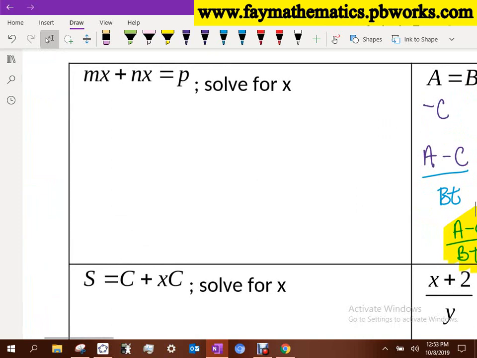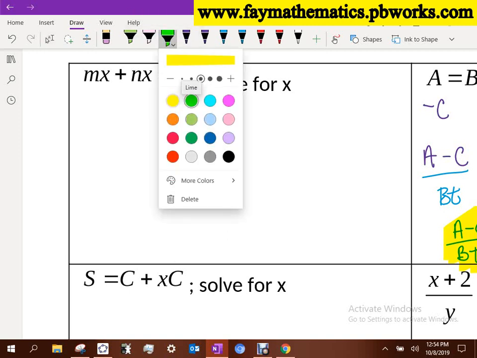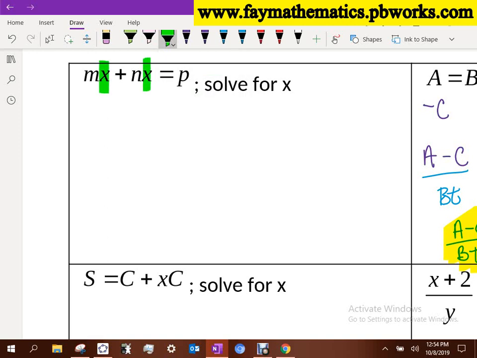All right, so I've got mx plus nx equals p, and I want to solve for x. It's a little bit different than the last one. How many times did x show up the last time? Once. How many times do we see it here? Twice. We've got an issue. That is a big problem for us.